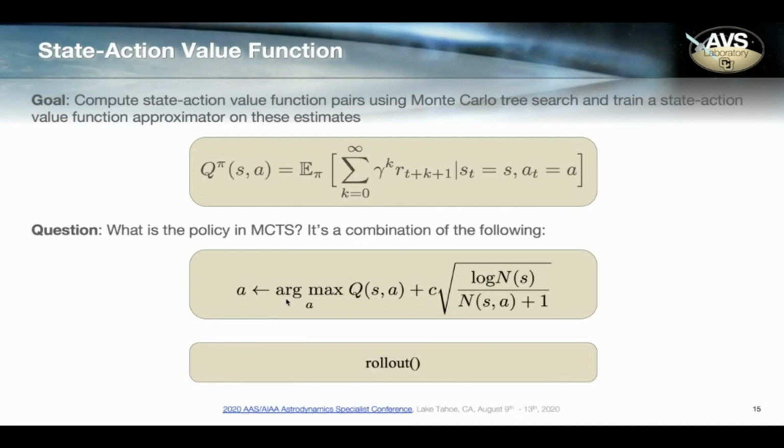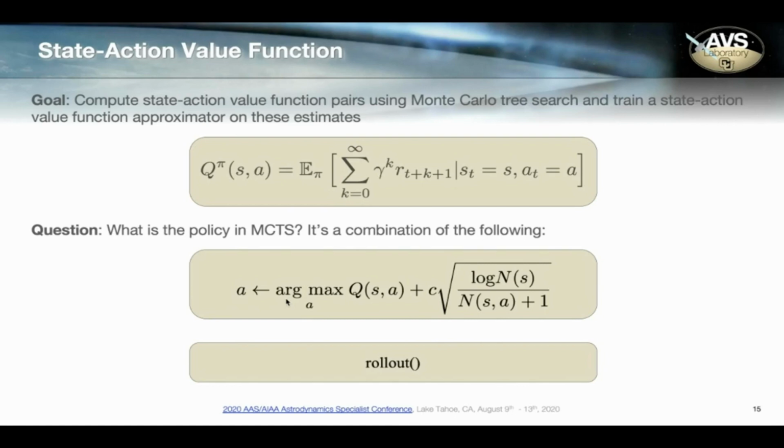The second part of the goal was to use the state action value functions computed using Monte Carlo tree search to train a state action value function approximator. Q is a measure of how good an action is in a current state S following a policy pi. It's defined as the expected value of the sum of all future reward given that policy pi, the state S, and the action A.